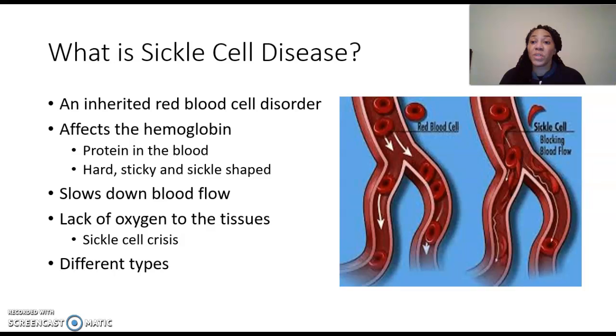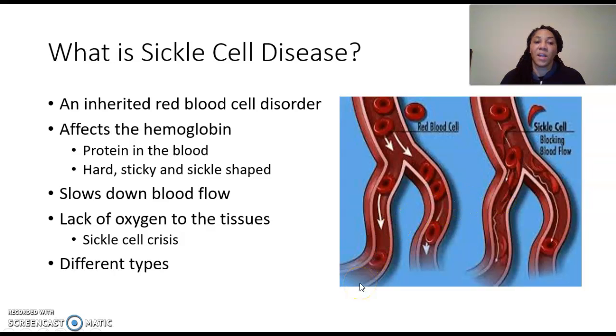So when that mutation happens to the hemoglobin, instead of the hemoglobin being a circular shape inside of the red blood cell, now it becomes hard, sticky, and a sickle shape. And when it becomes a sickle shape, it affects the blood flow. That lack of blood flow creates a lack of oxygen to the tissues. So instead of the red blood cell being a circular shape, it becomes a sticky shape and gets stuck, which slows down the blood flow.